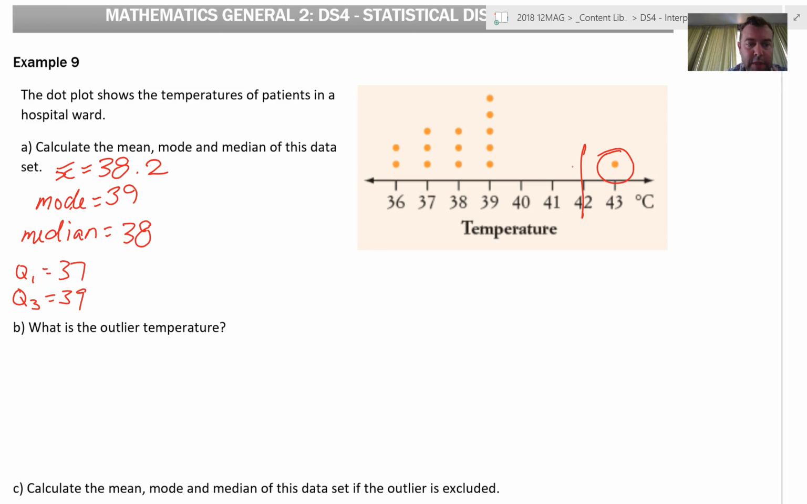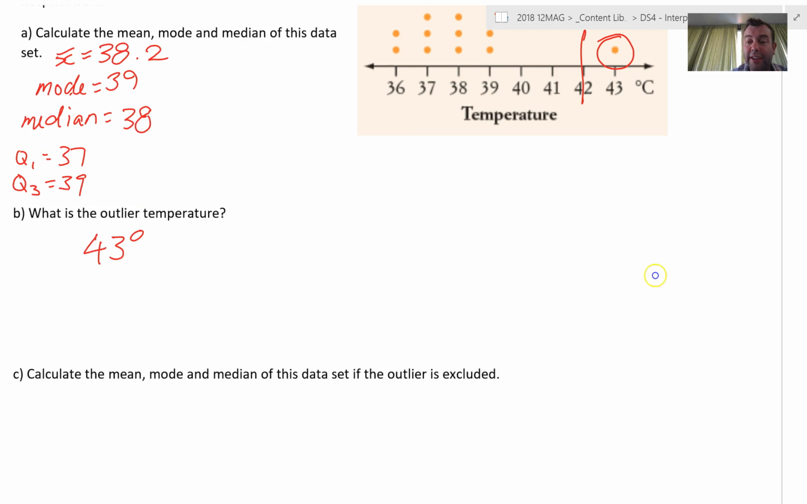So what do we got here? What is the outlier temperature? 43 degrees. Now, if I did the same thing, just to be certain, take 3 away from Q1, it's 34. A score of 34 would be my cutoff for outliers there as well. Anyhow, calculate the mean, mode, and median for this data if the outlier is excluded.